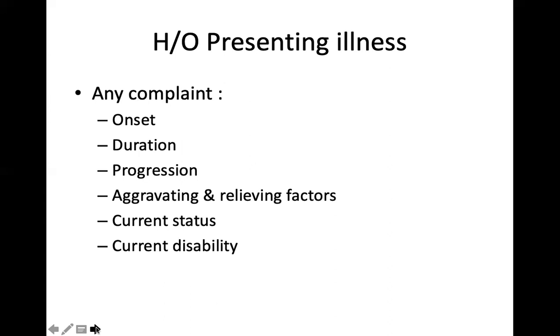So for each complaint, if it is neck pain, it was acute onset following trauma for so long, and it is gradually worsening. It may be decreasing with application of a collar or using analgesic, or aggravating with movement. Because of this pain, the patient cannot sleep peacefully, and he's very much disabled because the pain is constant, something like that. So this has to be a paragraph for each complaint incorporating all these points: onset, duration, progression, aggravating, relieving factors, current status, current disability.